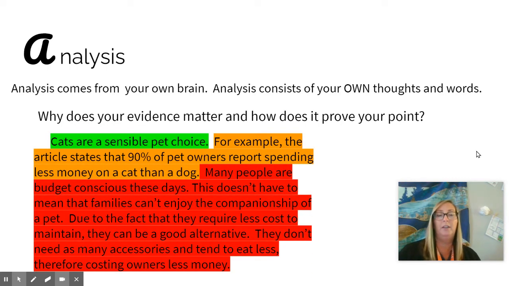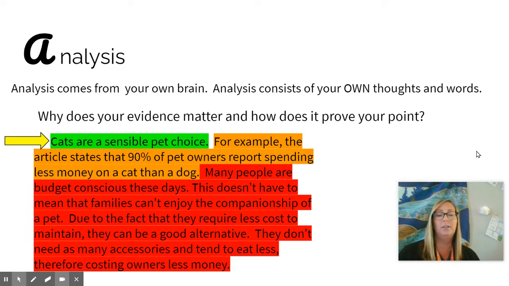So what I have here are all three that we've looked at so far: a point, a piece of evidence, and my analysis. First up is the point. It's the same point I showed you at the beginning. Cats are a sensible pet choice.